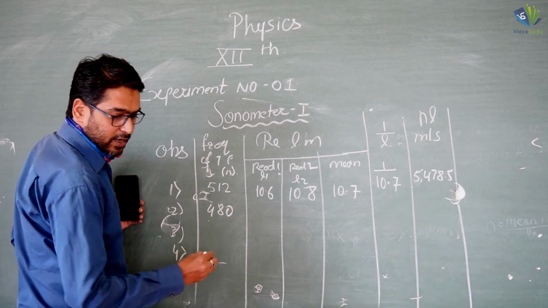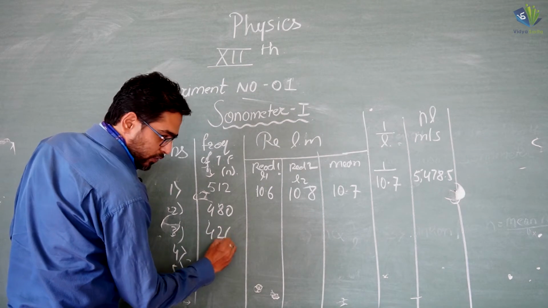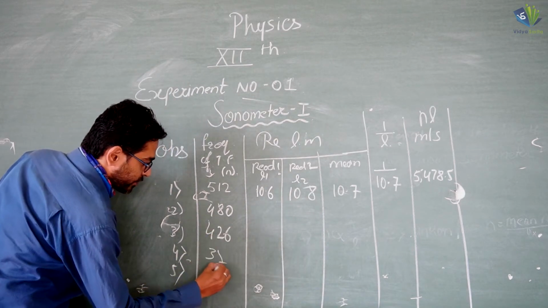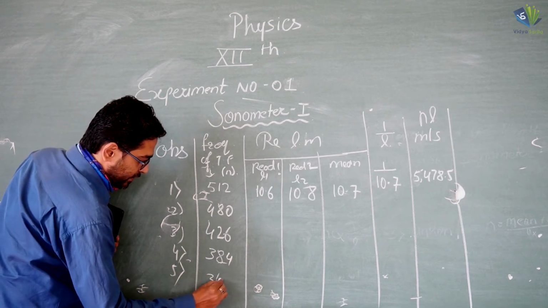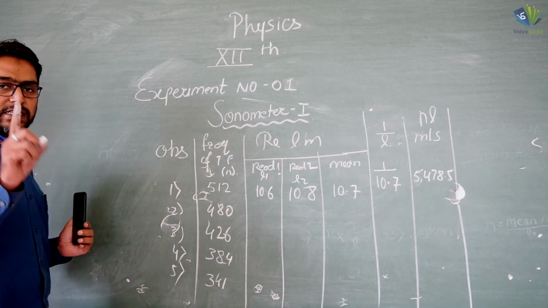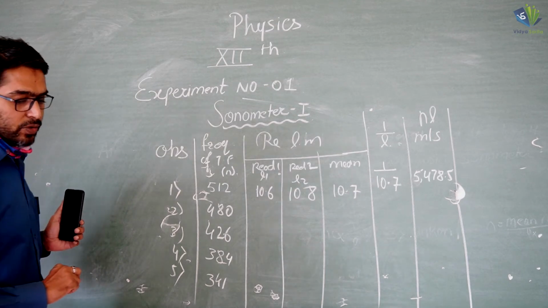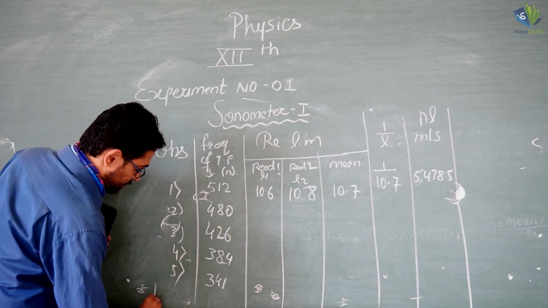480, then the third one is 426, 384, and the last one is 341. However, the sixth frequency will be there for the unknown, NX.